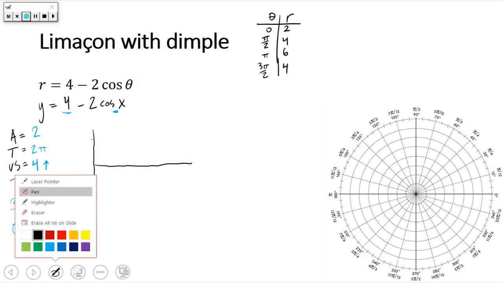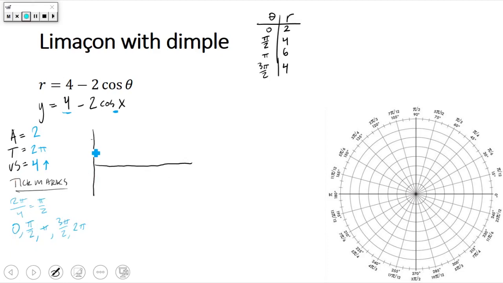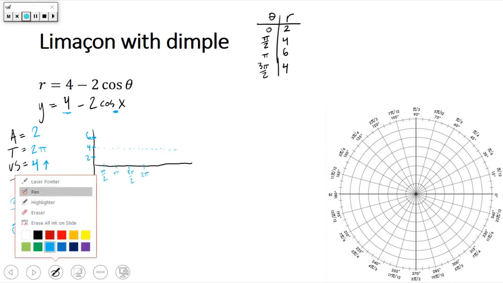Okay, so what we need to do is notice that we're going to shift up 4. So let's say that's 4. And then from there, we're going to go 2 up and 2 down, which is the amplitude. So we're going to be up here at 6 and then down here at 2. And the midline is at the 4. Let's try the tick marks along the x-axis at pi over 2, pi, 3 pi over 2, and 2 pi. And then we're going to just draw on our curves.